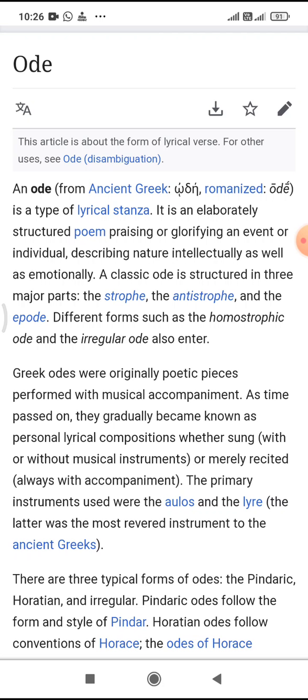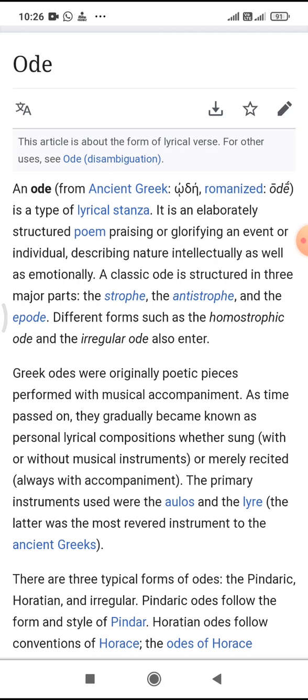A classic ode is structured in three major parts. What are the three major parts of the classical ode? The first is the strophe, the second is the antistrophe, and the third one is the epode. Different forms such as the homostrophic ode and the irregular ode also enter.